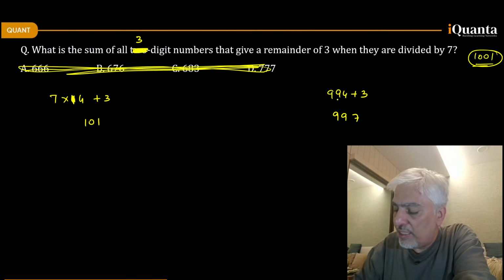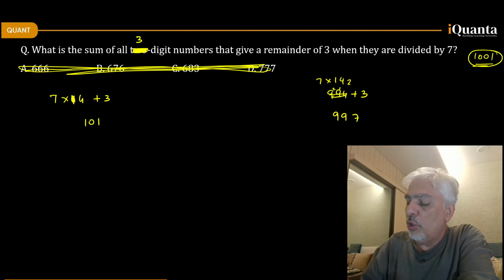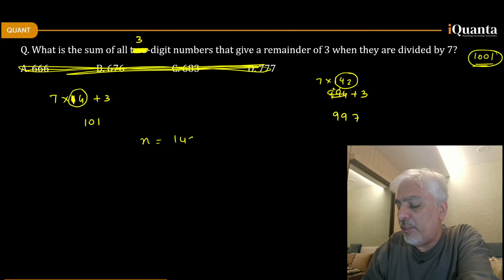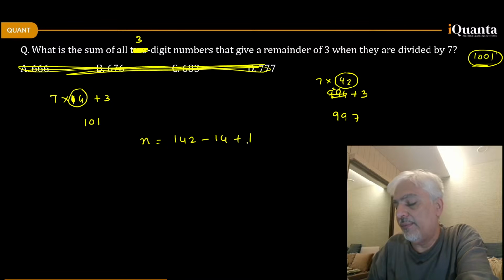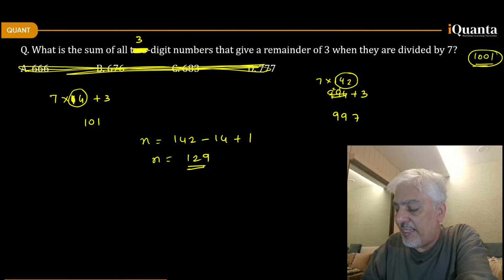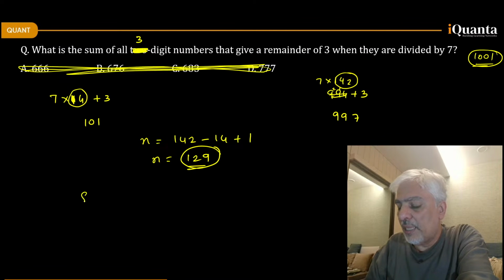The only thing I need to know is, how many times does 7 go into this? 7 ones are 7, 7 fours are 28, 7 twos are 14, 7 twos are 142. So from 14 till 142. So n is 142 minus 14 plus 1. So n is how much? This is 128 plus 1, 129. That means there are 129 numbers. Yeah, you all can use a calculator for this. So the sum will be how much?